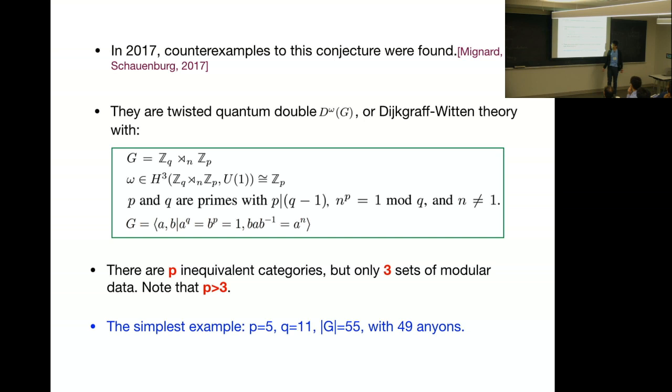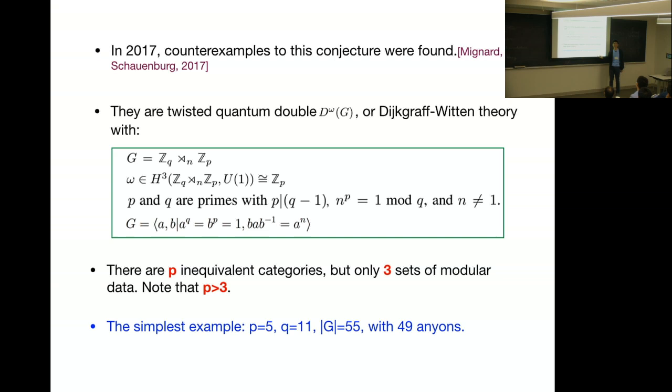in this Dijkgraaf-Witten theory, there are P inequivalent categories, but there are only three sets of modular data, which means the number of modular data sets is much smaller than the number of inequivalent categories. This means the modular data are not enough to distinguish the different theories. Let me mention the simplest counterexample: P equals 5, Q equals 11. There are in total 49 anyons in this theory.